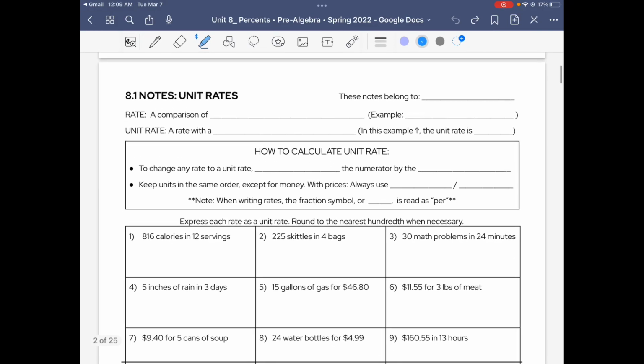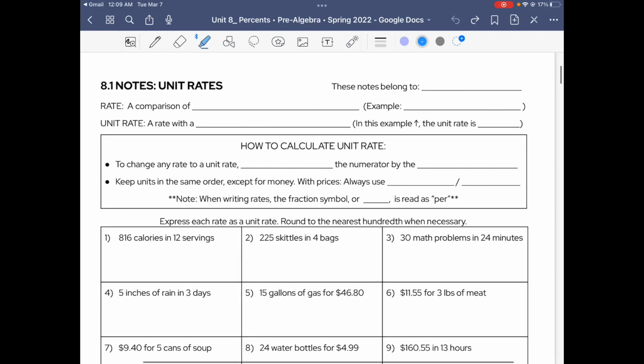All right, let's go ahead and move on to 8.1. First things first, up here at the top, please make sure that you write your name so that I know who to give the points to when you turn in this assignment today. Hopefully.